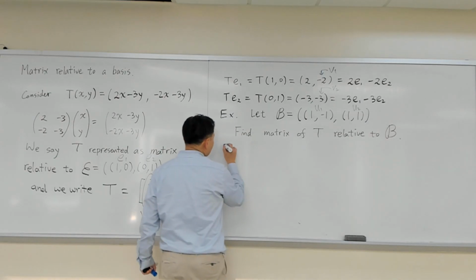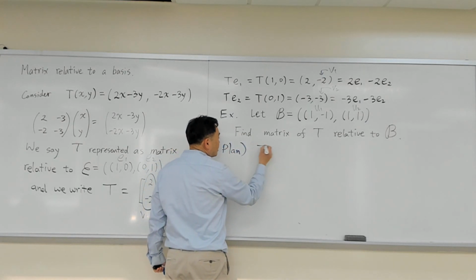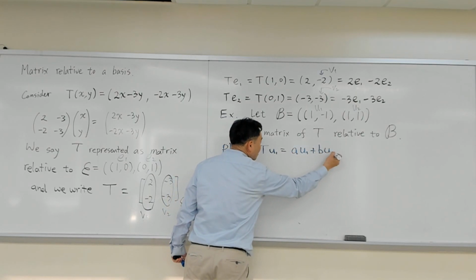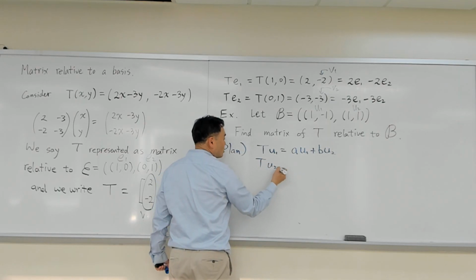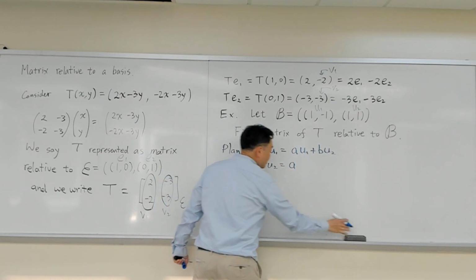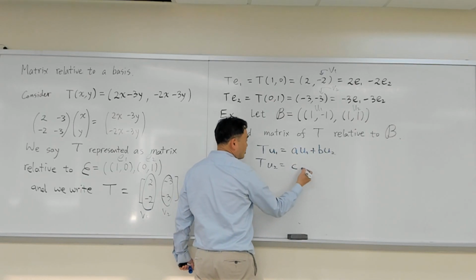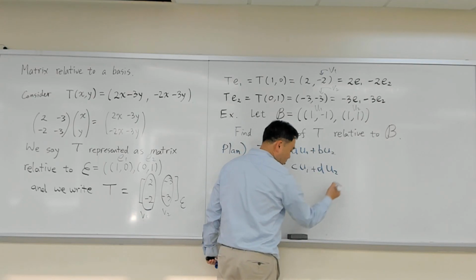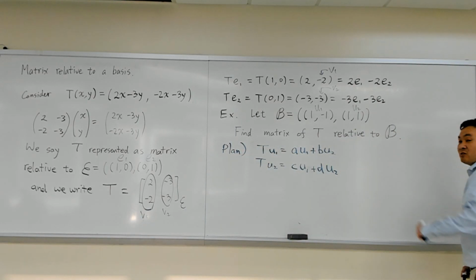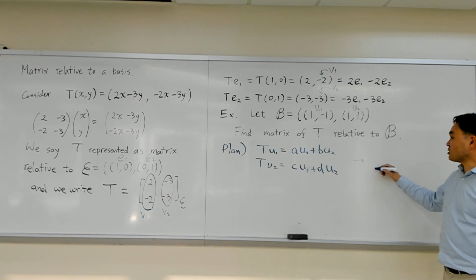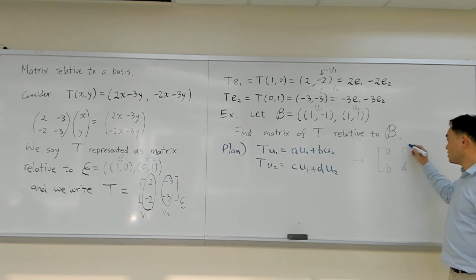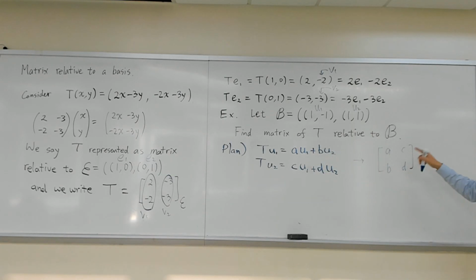You want to find T of U1 equals something times U1 plus something times U2. And then T of U2 equals something times U1 plus something times U2. Okay? And once you find A, B, C, D, then the resulting matrix should be A, B, and then C, D. Remember, these should be vertical vectors, okay? So that's the answer that we're looking for. So let's try that out.